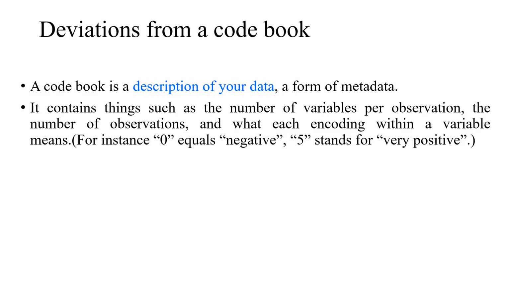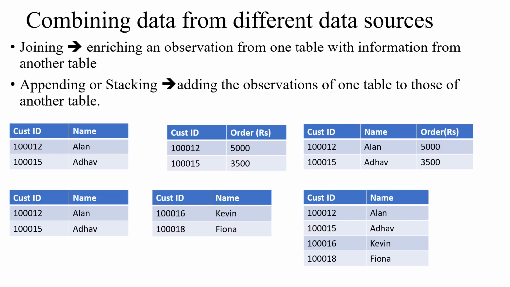And the encoding value. Suppose the code book says if there is zero, then it is considered negative. If it is five, it is considered very positive. So you have to follow that. It should not deviate from the code book. So that is very important.